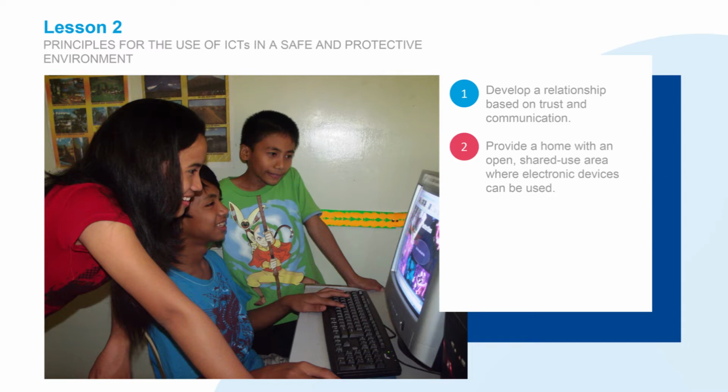2. Provide a home with an open, shared use area where electronic devices can be used. It is critical that we can monitor children's online behavior. What we cannot do is to stand next to them watching and reading what they do and write. This would not only be uncomfortable for them, but it would also have the opposite effect we want: distrust, a sense of being watched and judged.